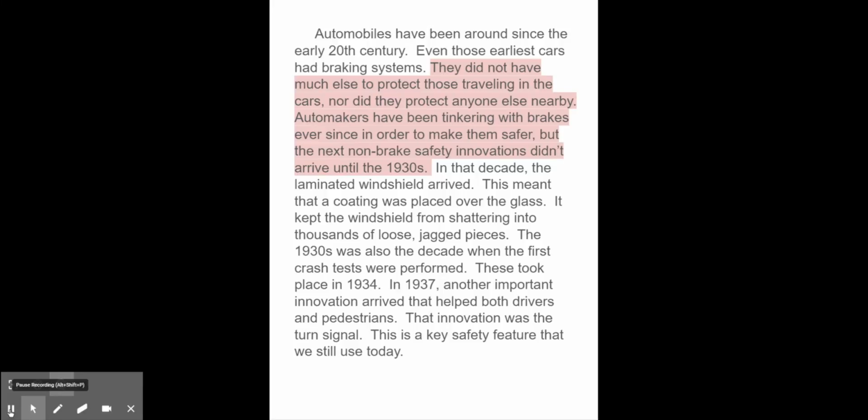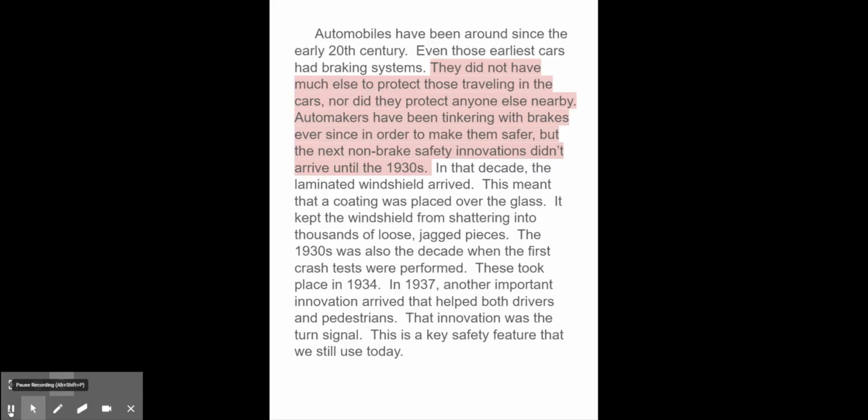In that decade, the laminated windshield arrived. This meant that a coating was placed over the glass. It kept the windshield from shattering into thousands of loose, jagged pieces. The 1930s were also the decade when the first crash tests were performed. These took place in 1934. In 1937, another important innovation arrived that helped both drivers and pedestrians. That innovation was the turn signal. This is a key safety feature that we still use today.